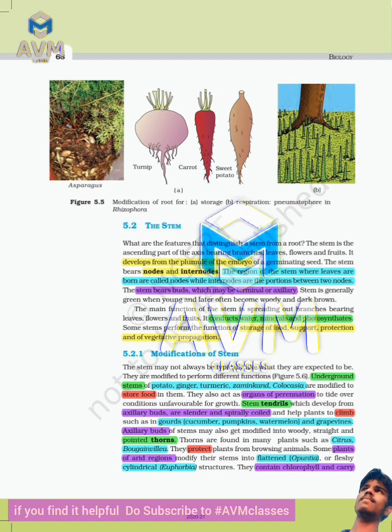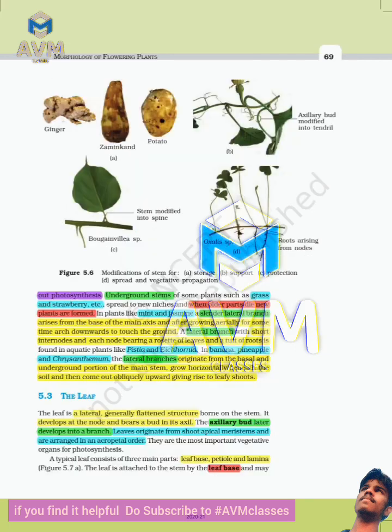Some plants of arid regions modify their stems into flattened or fleshy cylindrical structures. They contain chlorophyll and carry out photosynthesis. Underground stems of some plants such as grass and strawberry etc. spread to new niches, and when older parts die, new plants are formed.